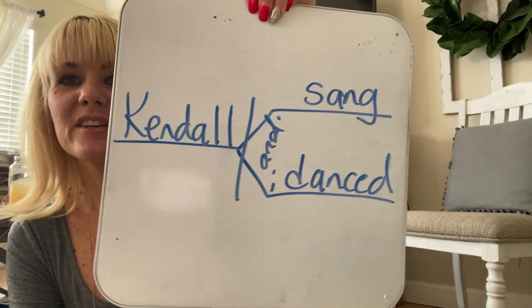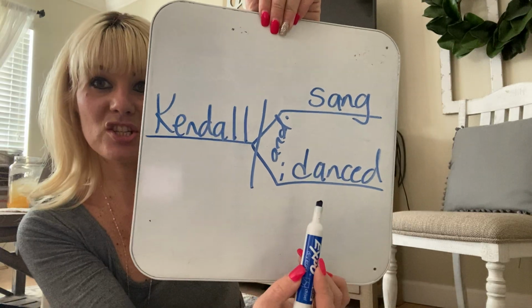Okay, what if you had two verbs or two predicates? It might be something like this. Kendall sang and danced at her party. So we only have one subject this time, which is Kendall. So I'm going to write Kendall on the subject spot. Then I'm still going to put my line for the predicate. And now there's two things that she did. She both sang and she danced. So it's gonna look like this. Kendall sang and danced. Now the rocket ship goes over here because there's two verbs or two predicates.